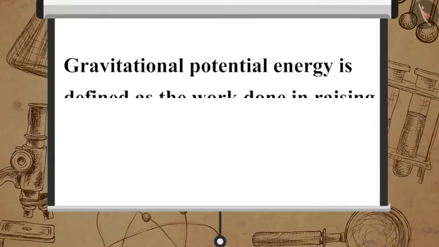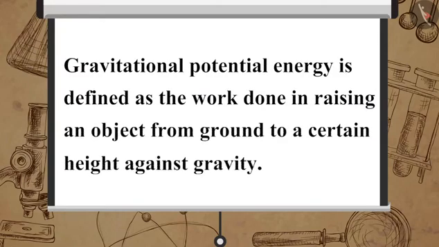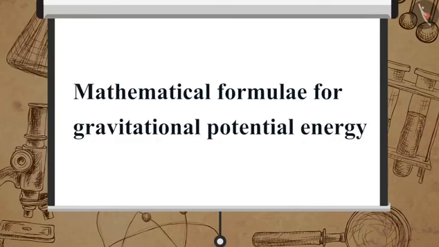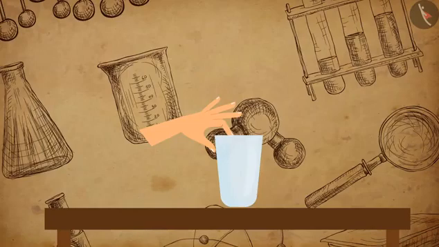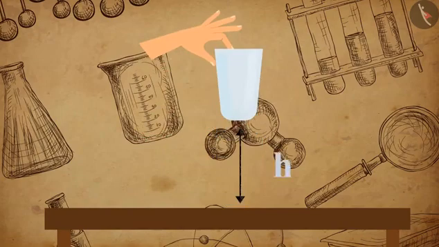Gravitational potential energy is defined as the work done in raising an object from ground to a certain height against gravity. Now, let us derive the mathematical formula for gravitational potential energy. Suppose an object with mass m is raised from the ground through a certain height h.